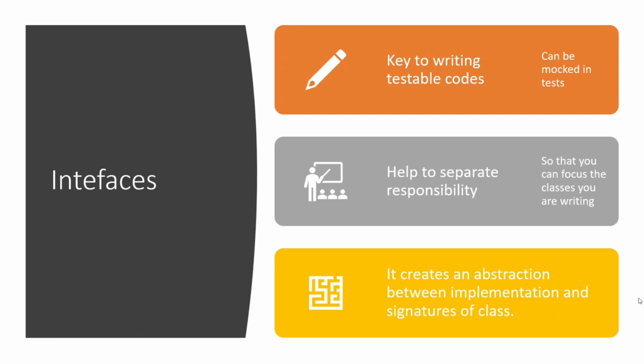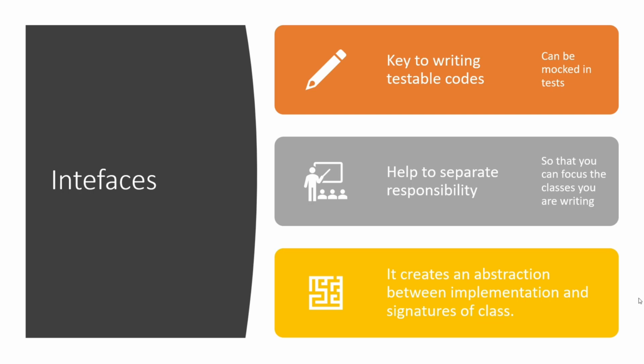So what is an interface? If you didn't know about it, I have made a small slide. It is a key to writing testable code. It can be mocked because you will not be able to test using the real object sometimes. So mocking is important for testable code. It helps you to separate responsibility so that you can focus on the classes you are writing.